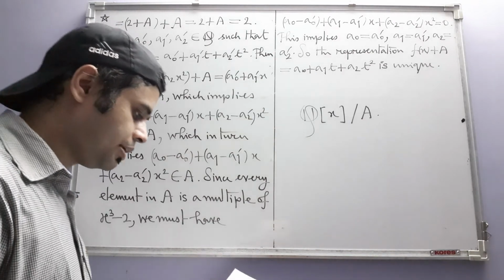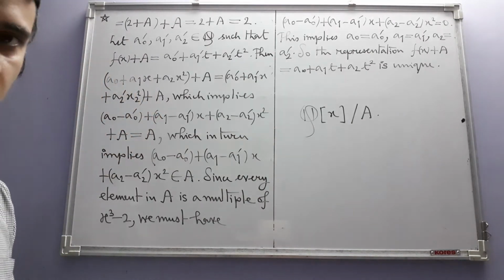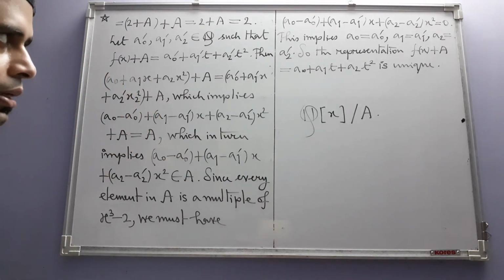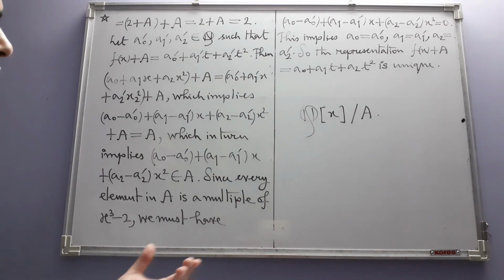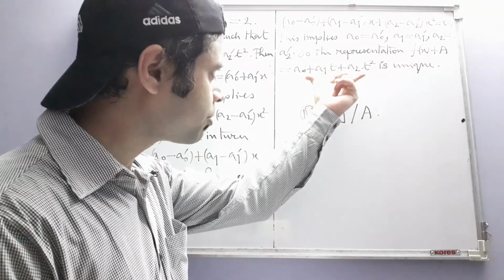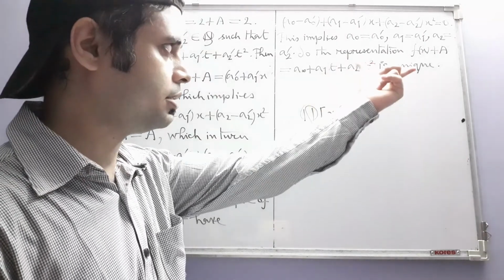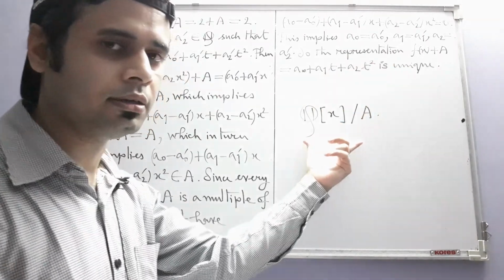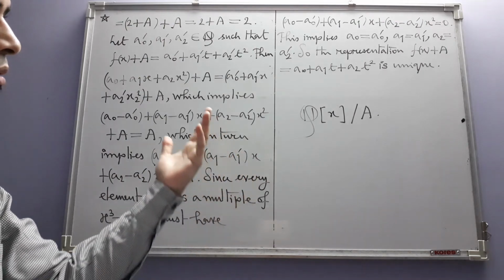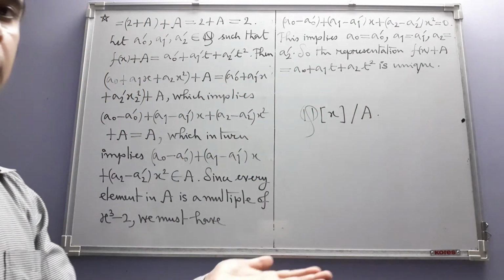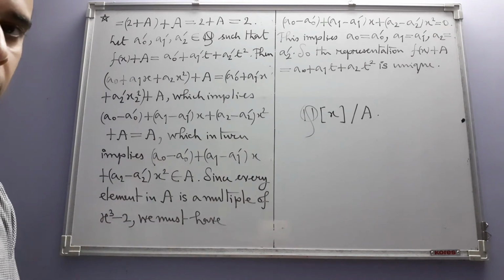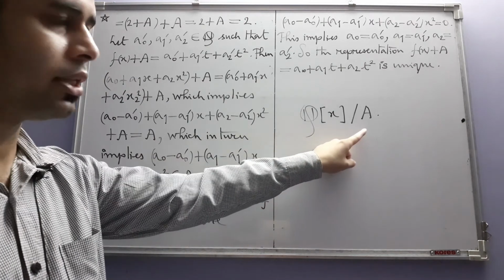But I think the video has already become quite long, so I am ending it here. In the next part we will see how we can work with this form itself of the general element in this ring and show that if such an element is non-zero, then it has a multiplicative inverse. That will be enough to conclude that this is a field.